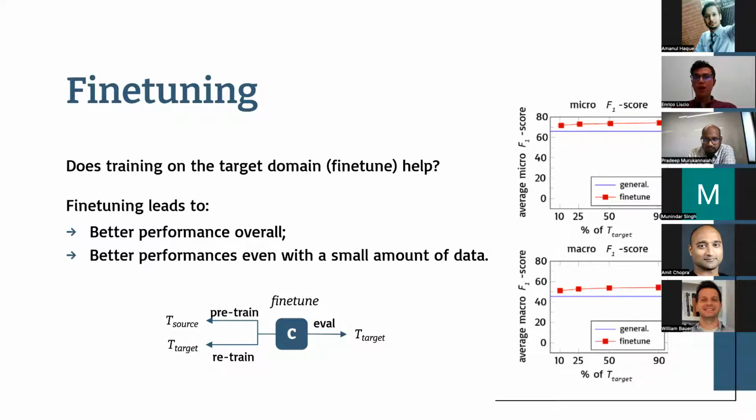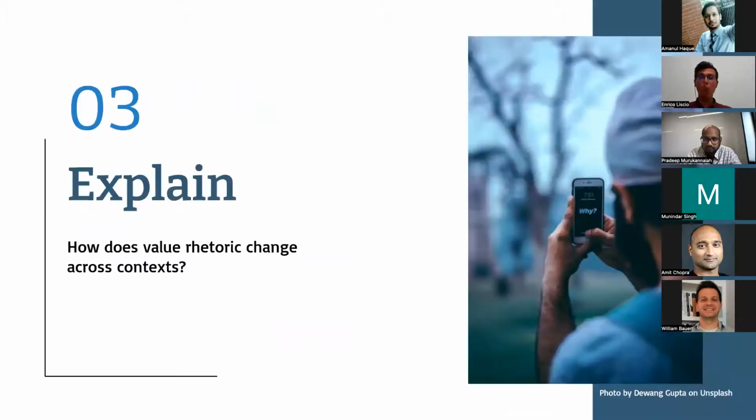What we did here was to evaluate these with training and retraining models. So, as Pradeep said, with black box approaches. But then we decided to go one step further and try to understand what are the differences that these models find across different contexts. How does value rhetoric change across contexts?